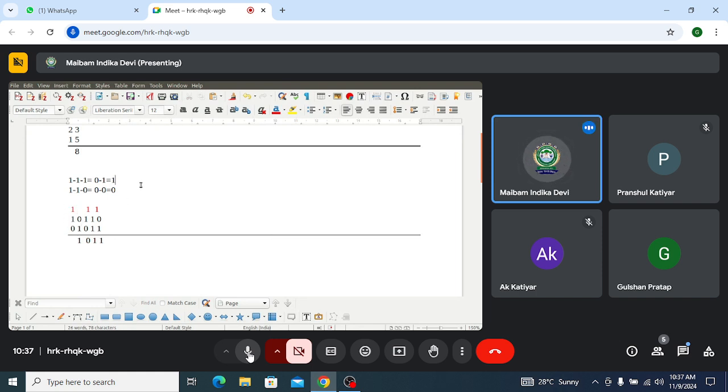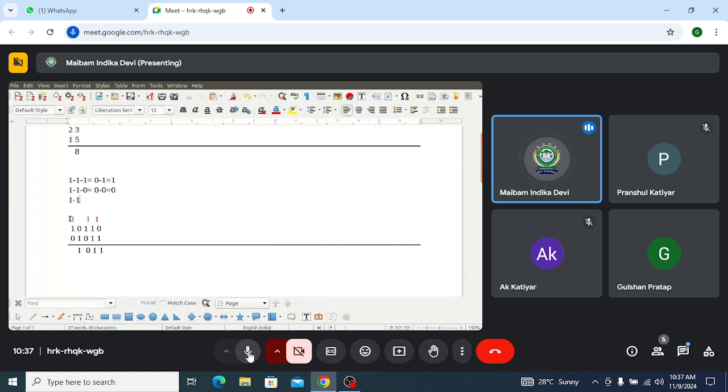Now for this, how will you do? 1 minus 1 minus 0. So 1 minus 1 is 0, minus this 0. So 0 minus 0 equals 0. So the answer will be 0 out here. So your answer is 0 1 0 1 1. Understood or not? Yes, ma'am. Understood? Yes, ma'am.